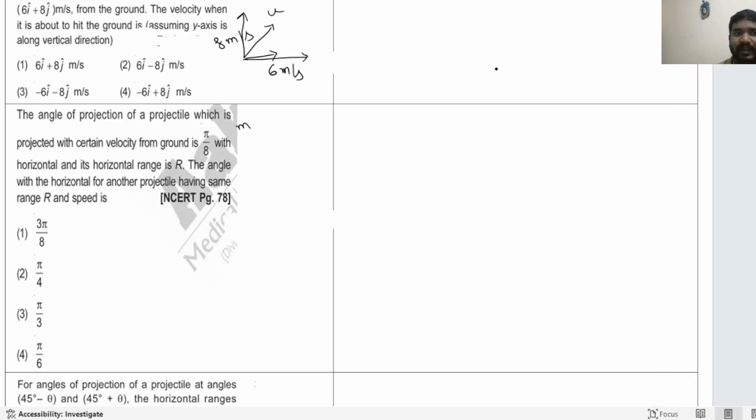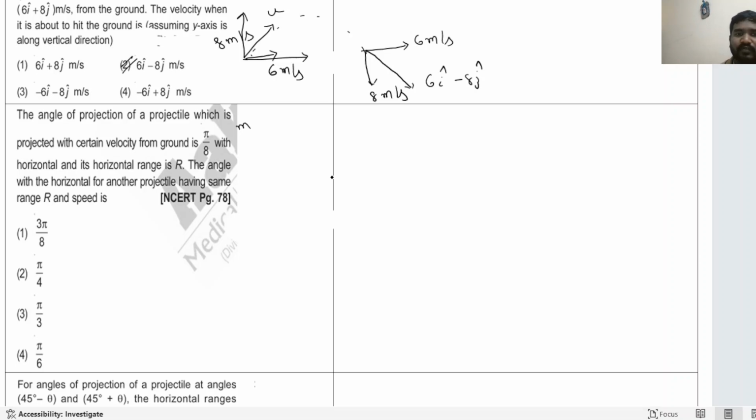The velocity when it is about to hit the ground is, so already you know that whenever a projectile is traveling like this, the horizontal component of velocity does not change, but the vertical component of velocity will be reversed. Like this, the velocity we need to take is 8 meter per second. Hence, the resultant velocity we need to take in this direction. Therefore, you get that velocity is 6 i cap minus 8 j cap. Answer 2 is the correct one.